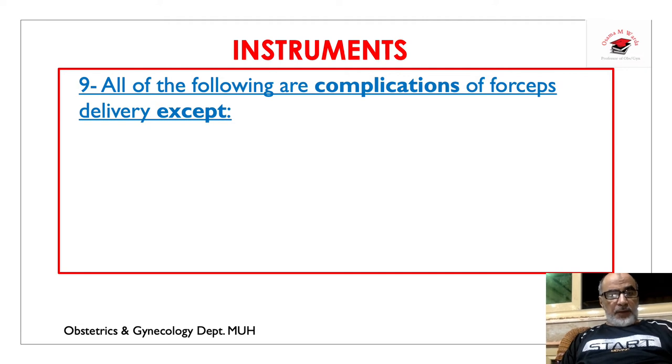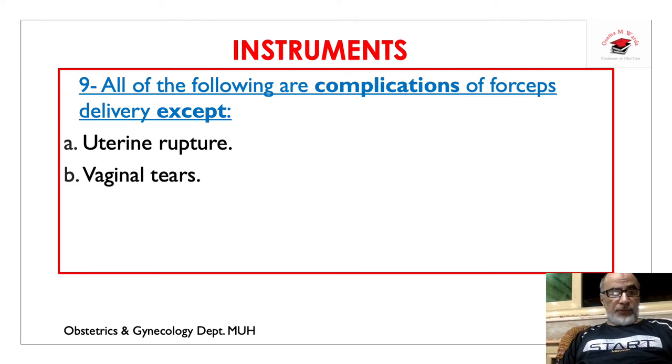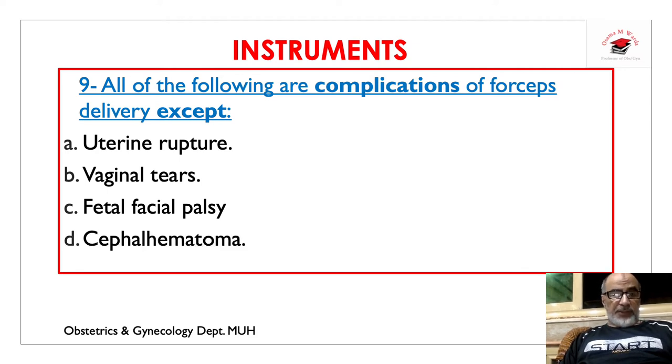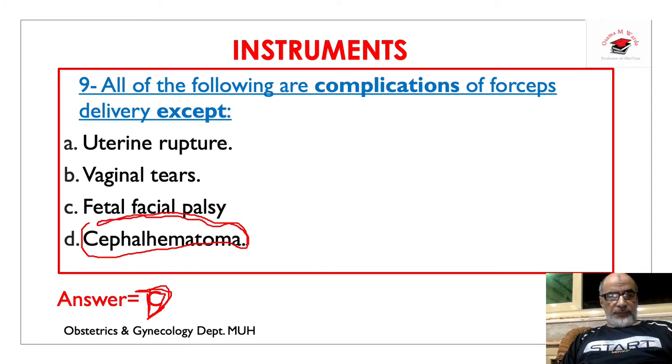All of the following are complications of forceps except one: uterine rupture, forceps may cause uterine rupture; vaginal tear, forceps may cause vaginal tear; fetal facial palsy, forceps can cause fetal facial palsy; cephalhematoma, forceps cannot cause cephalhematoma. The following are complications of forceps except cephalhematoma. Cephalhematoma is a characteristic of the ventouse. This is D.